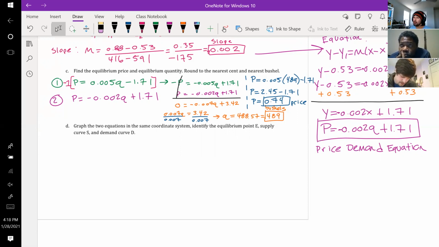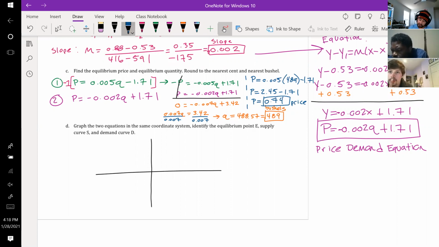And now D, it wants us to graph the two equations in the same coordinate system, identify the equilibrium point, supply curve S, demand curve D. Okay, so this is going to be really easy. We don't have to be really specific about this. We can just do a sketch here. So I'm going to draw the graph, and I'm only going to draw, let me see, do I need the first quadrant? Maybe. Yeah, why not? Actually, here, I'll just draw this lovely little graph here.